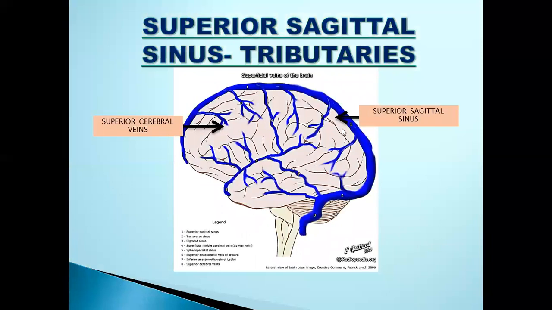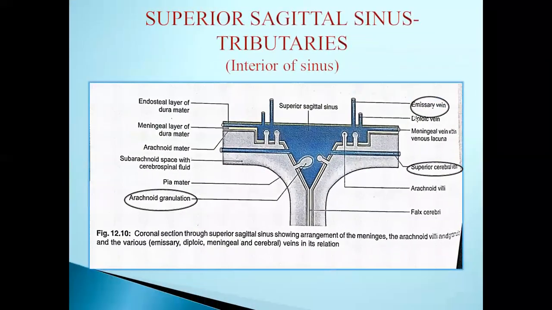This superior sagittal sinus receives the superior cerebral veins. The tributaries or draining channels for this sinus are emissary veins, superior cerebral veins, arachnoid villi and granulations, which are from the arachnoid mater and are projecting into the sinus. So these are the granulations, these are the villi, and also some venous lacunae will enter into the sinus and drain there. It is quite large in size.